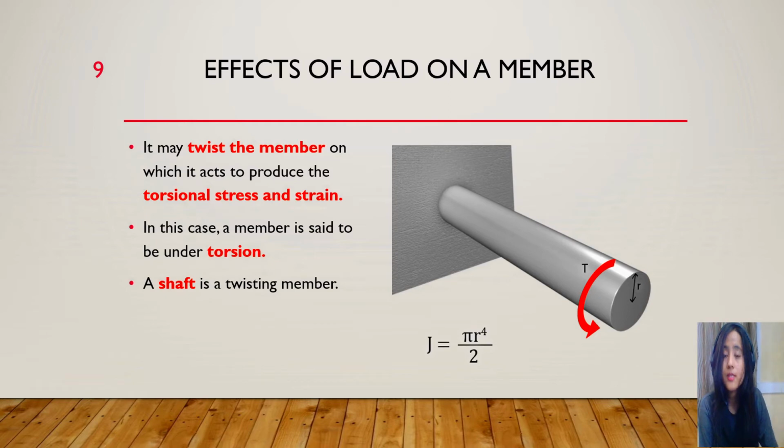So when a force is applied on this kind of body, you can see a force is applied in this direction, and this force produces a twist. It twists this member, and when the member is twisted, this whole member is said to be under torsion. A good example of a member under torsion is a shaft.